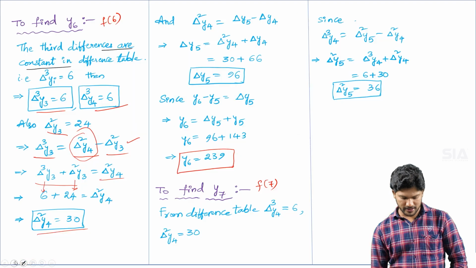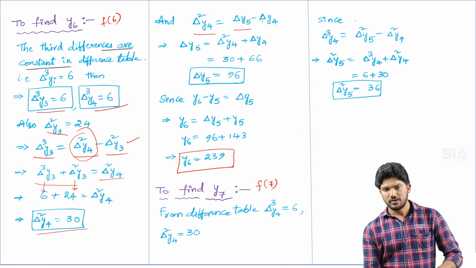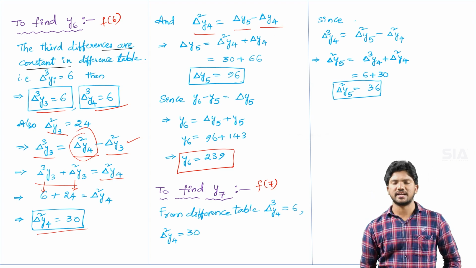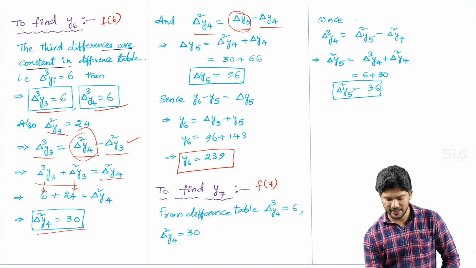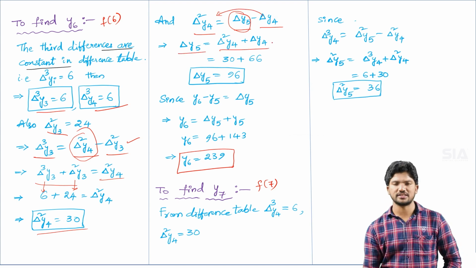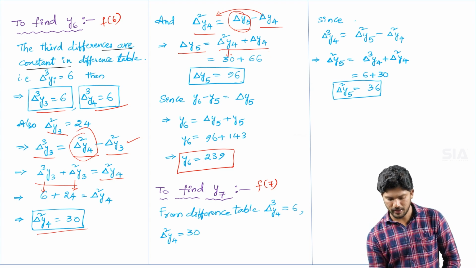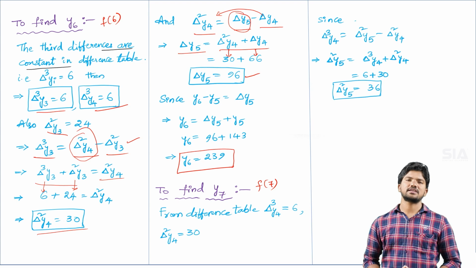Now after getting that value, delta square y suffix 4 you can write in terms of first order forward difference as delta y suffix 5 minus delta y suffix 4. Now we need to find out delta y suffix 5. Send this value to LHS, so you will get delta y suffix 5 is equal to delta square y suffix 4 plus delta y suffix 4. This value from the table we got 30 and this value from the table you have 66. By adding them you will get delta y suffix 5 is equal to 96.